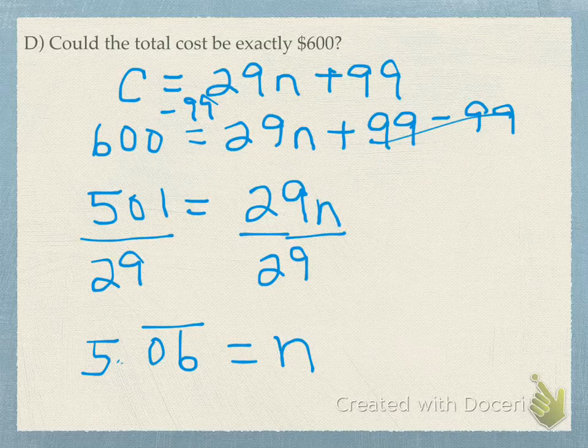So can you have exactly $600? Well, if you go for 17 months and a little bit, but we can't pay the little bits. We have to pay per month. So that means that no, we won't ever have exactly a $600 bill.